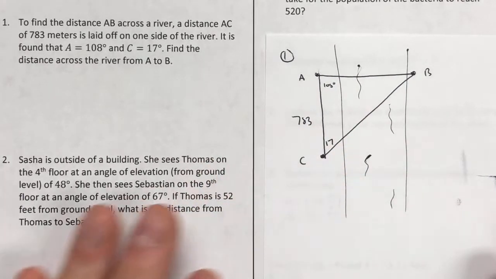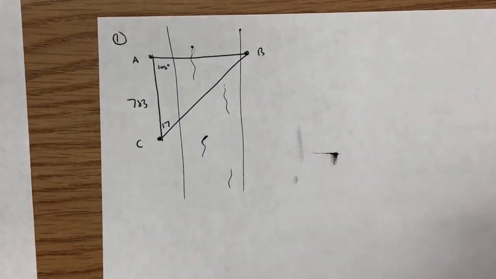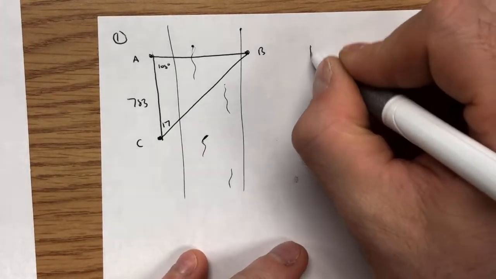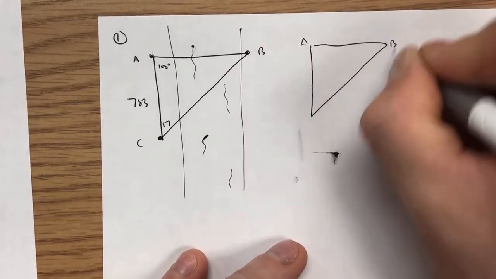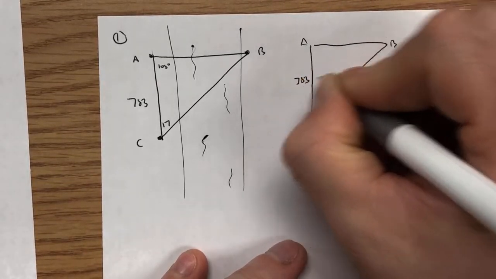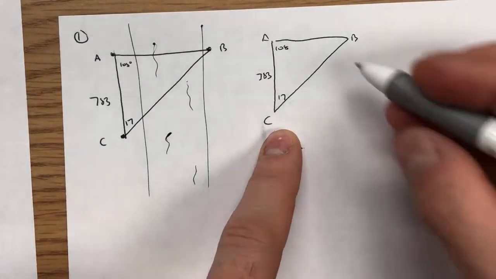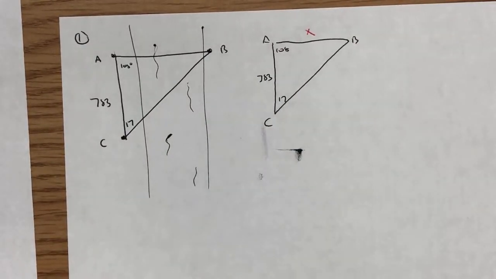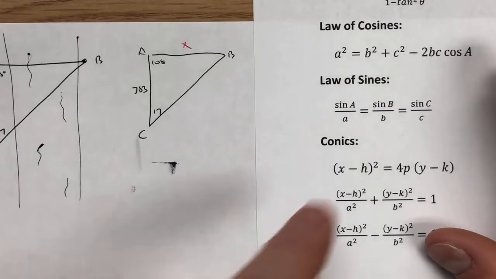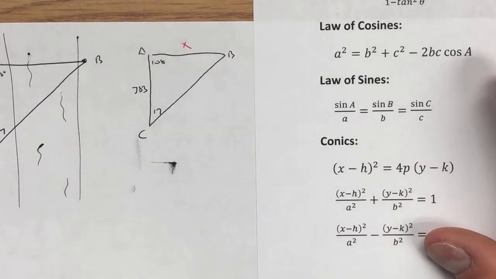So let's go ahead and translate this without the river at this point and take a look at the triangle that we have. I have this triangle right here. I have A, B, C, 783, 108, and 17. And I want to find this distance x. So what we're going to be doing is using the law of sines. On our formula sheet, we have the sine of A over A is equal to the sine of B over B, which is equal to the sine of C over C.